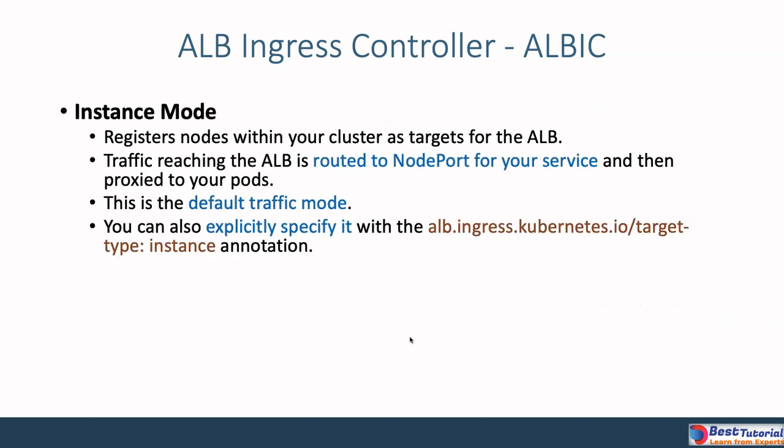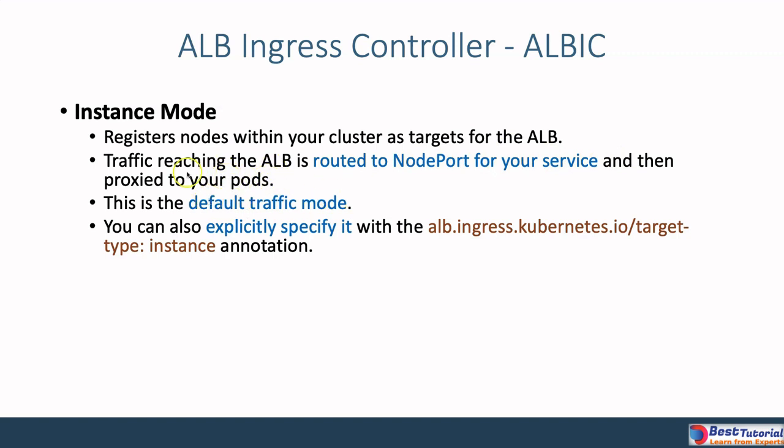Okay, so now let's see the instance mode. In instance mode, the Ingress controller registers nodes within your cluster as targets for the ALB, which is nothing but our worker nodes in our EKS cluster being registered as targets inside the application load balancer. So traffic reaching the ALB is routed to the node port for your service and then proxied to the pods. Which means whatever node port services we are going to create in front of our application deployments, first the ALB routes to those node port services, and that node port service routes to our pods.